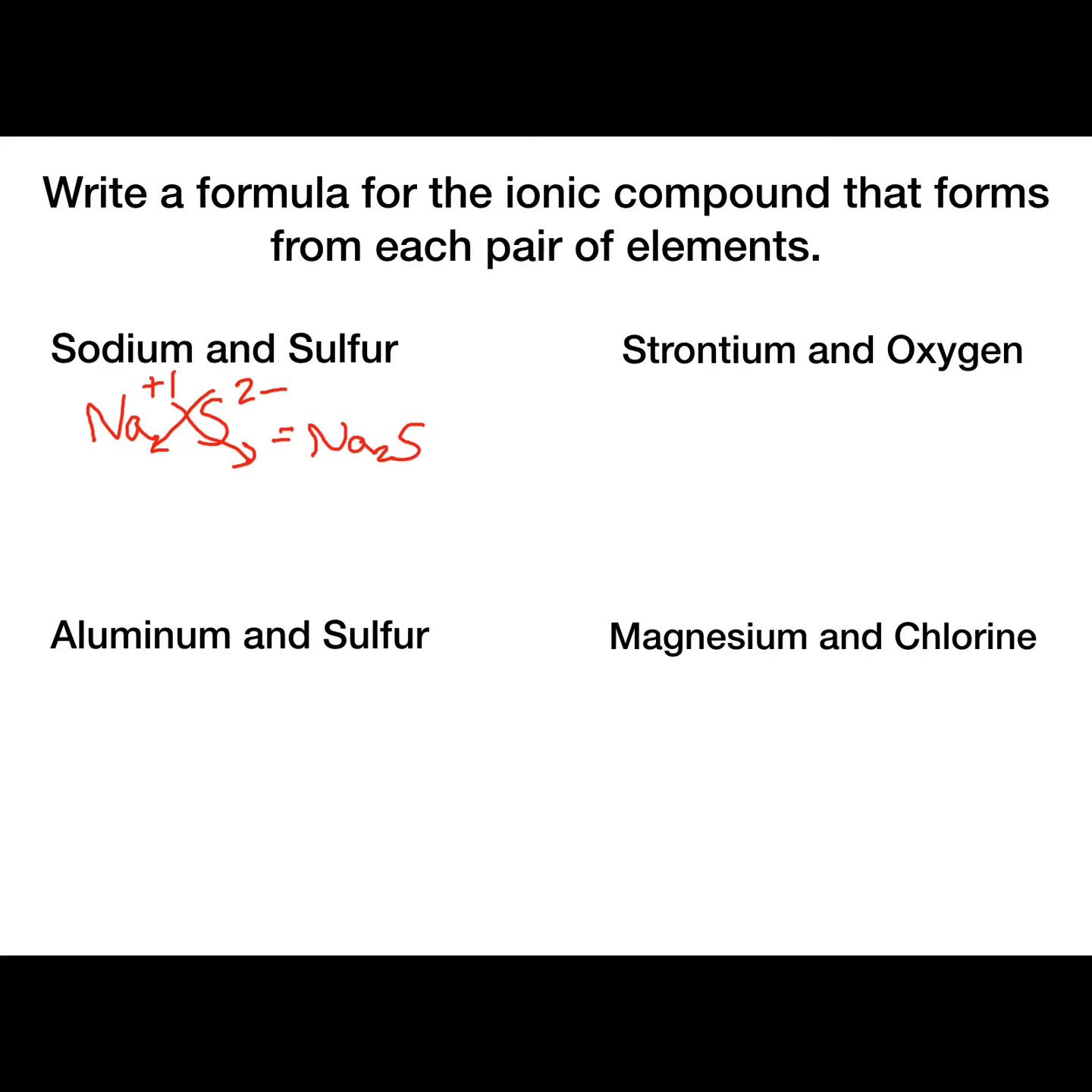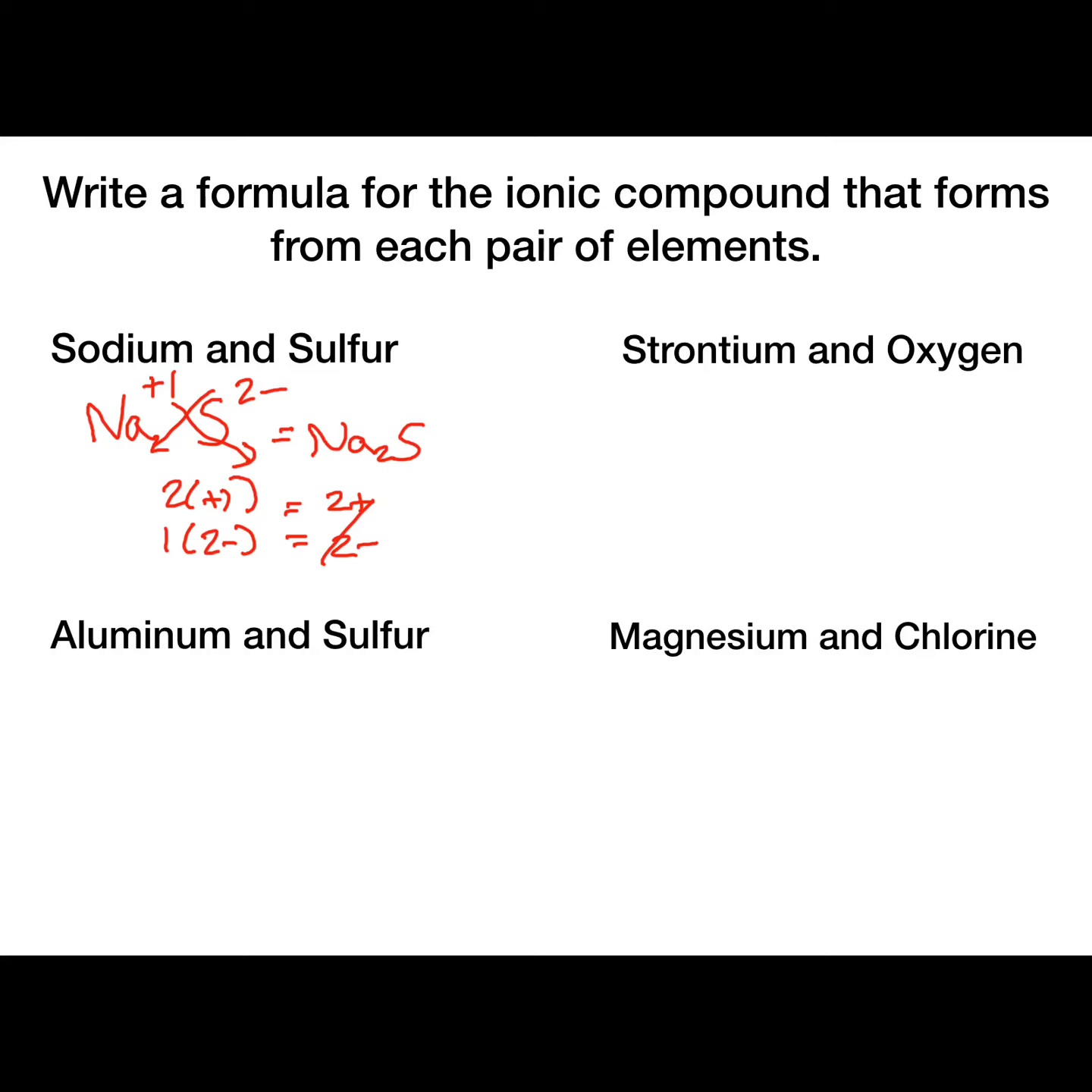Now we're going to confirm that the sum of the charges, which is the cations or the positive charges, and the anions, the negative charges, cancels out. So we have 2 +1 charges and 1 2- charge. So we have a 2+ and a 2-. So those do cancel out.